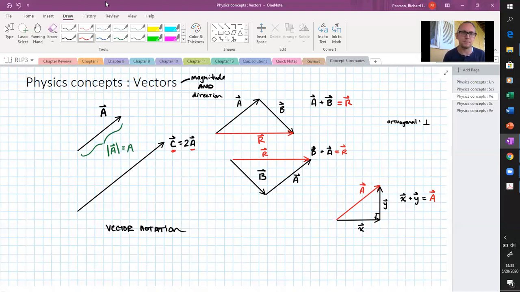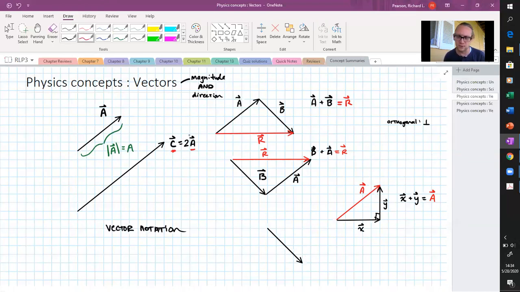We can do the same thing for B. How big is B again? 1, 2, 3, 4. 1, 2, 3. Oh, it's a 4, 4. Okay, well, that's easy. So 1, 2, 3, 4. 1, 2, 3, 4. All right, that's my vector B.